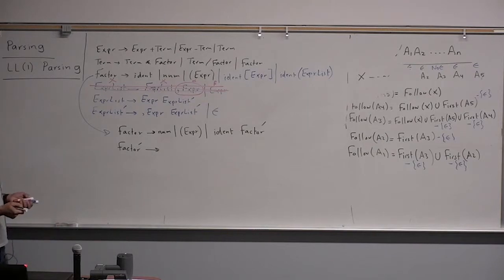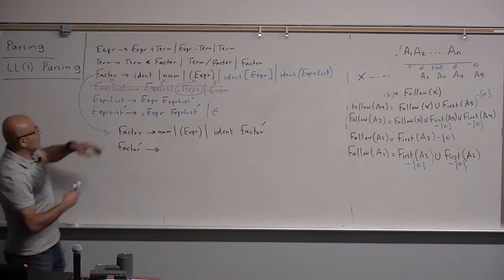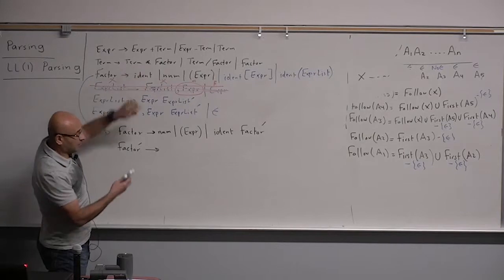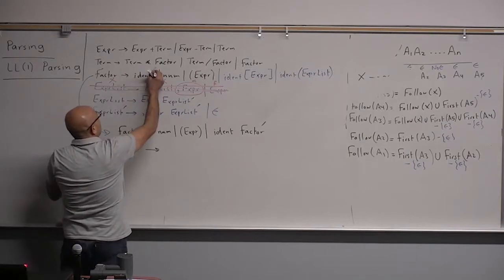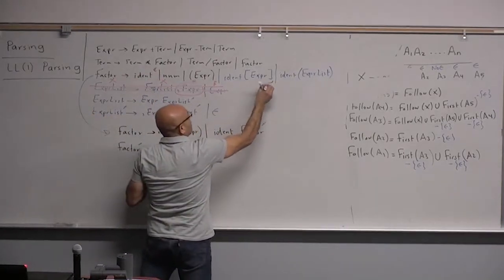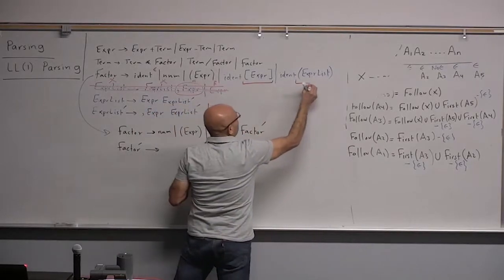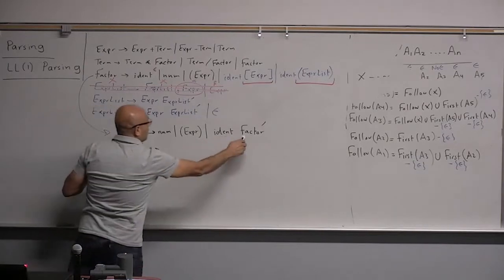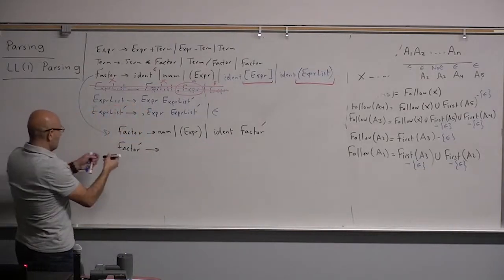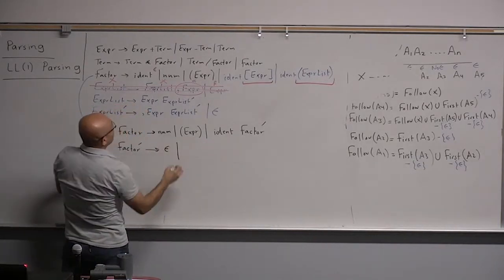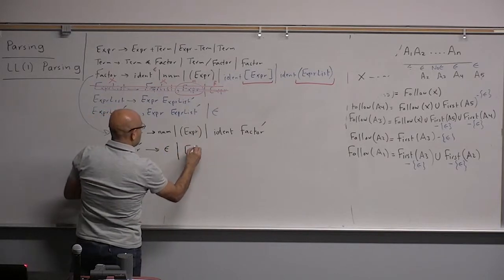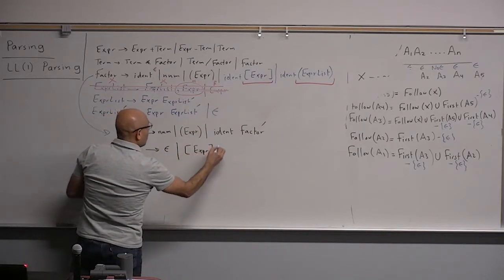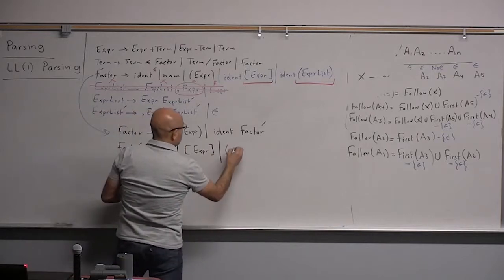So factor prime is going to be what? Expression in brackets or expression list in parentheses. So this is an identifier followed by an epsilon. This is an identifier followed by this thing. And this is an identifier followed by this thing. And this thing is either an epsilon or a bracket expression or parentheses expression list.